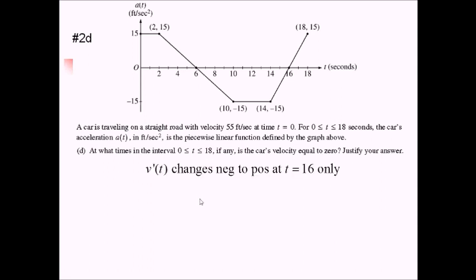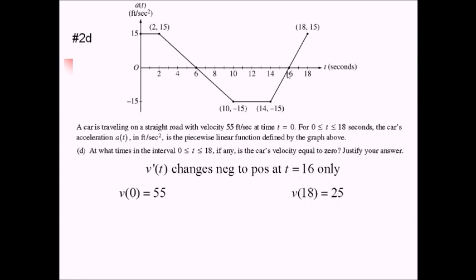So I'm going to start by saying v prime changes negative to positive at time 16 only. This is our only critical value that's a local min, so we're only going to consider that one. We don't need to worry about velocity at time 6 because we already saw that's the absolute max. So again, we had a starting velocity of 55, an ending velocity from part C of 25.